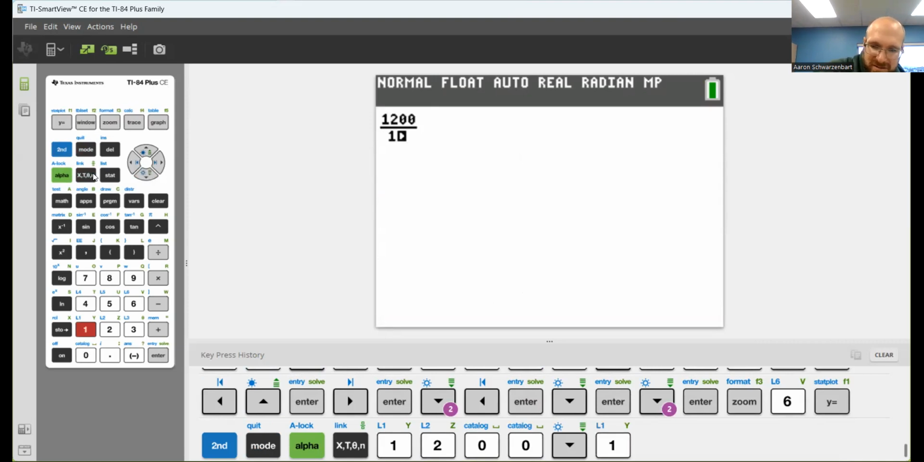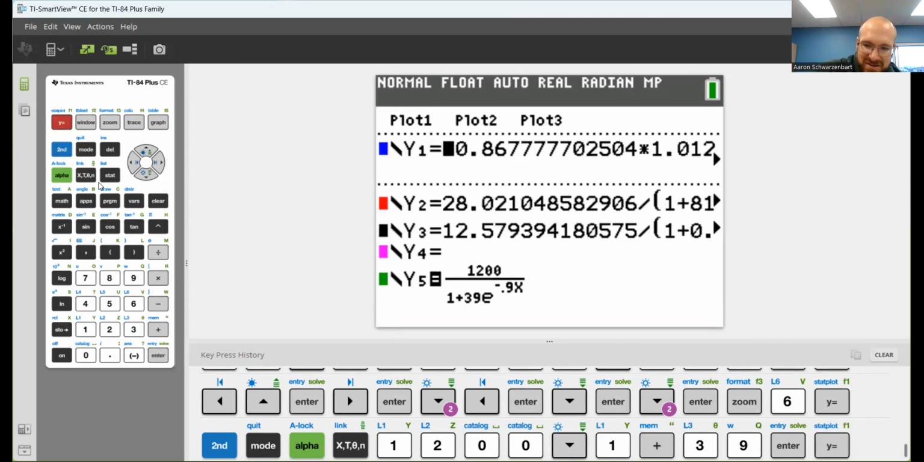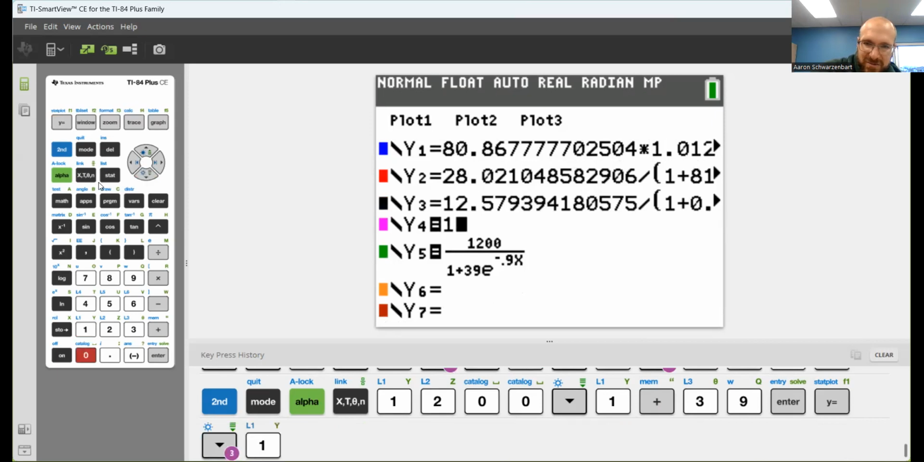1 plus 39. E to the any power, e to something times 0 is just 1, because that's e to the power of 0, which is always 1. So 30 people have heard at the end of day 0. The question is, how long does it take 1,000 kids to hear? Well, let's put 1,000 here into Y4.